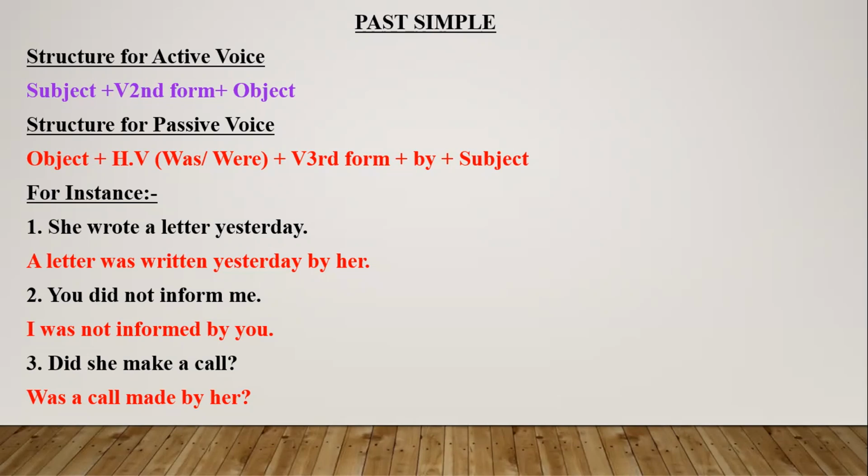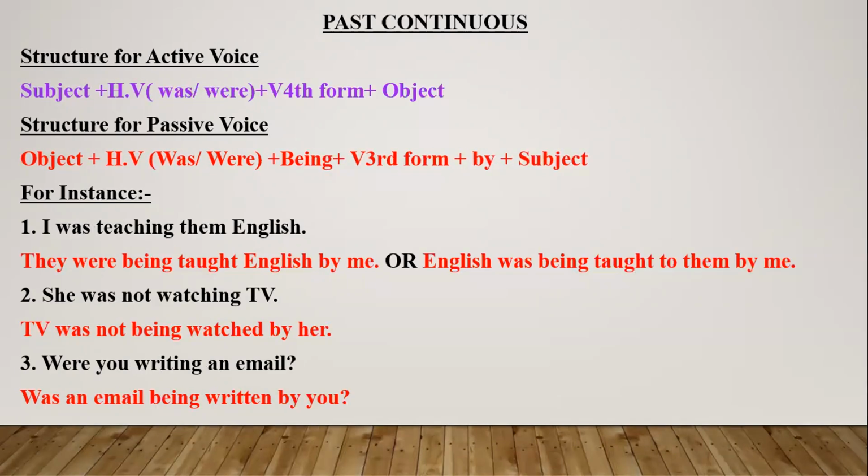Let's move towards past continuous. Past continuous structure for active voice: subject, helping verb was, were, fourth form, that's called ing form, and then the object. And again, the second rule is that whenever you are trying to make passive voice of a continuous tense, we keep the helping verb the same.